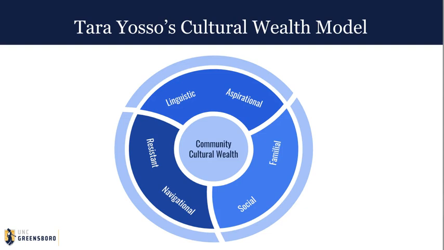Familial and social capital, the role family, friends, and peers play as an essential part in the learning process. Navigational and resistance capital, the ability to navigate and persist within systems that are shaped by colonizing and institutionalized inequity. And aspirational capital, remembering that hope is an essential component of the learning process.